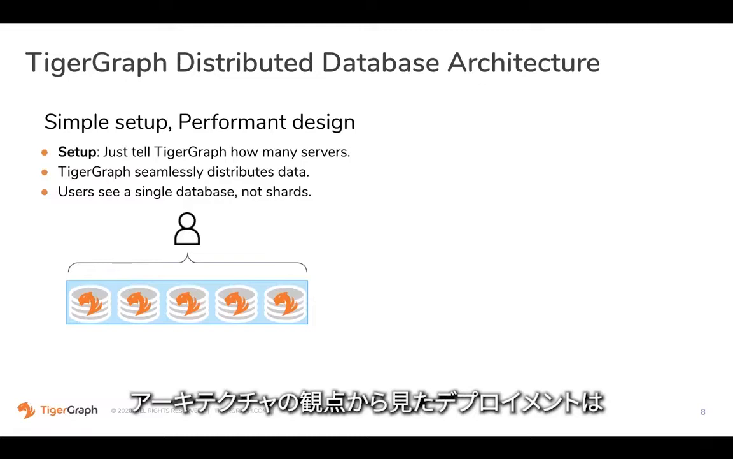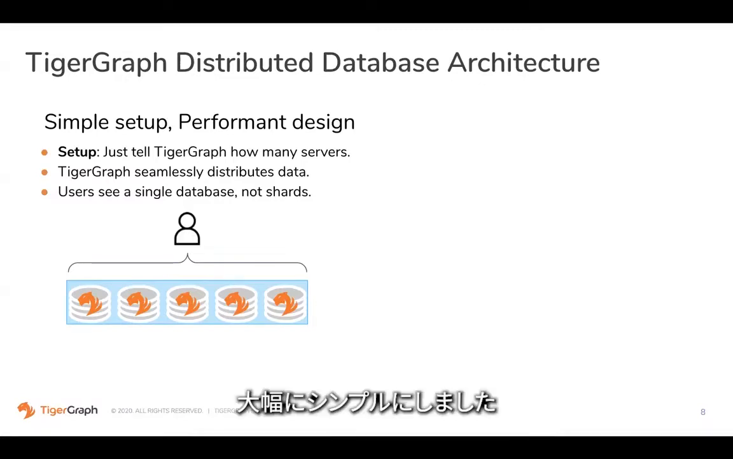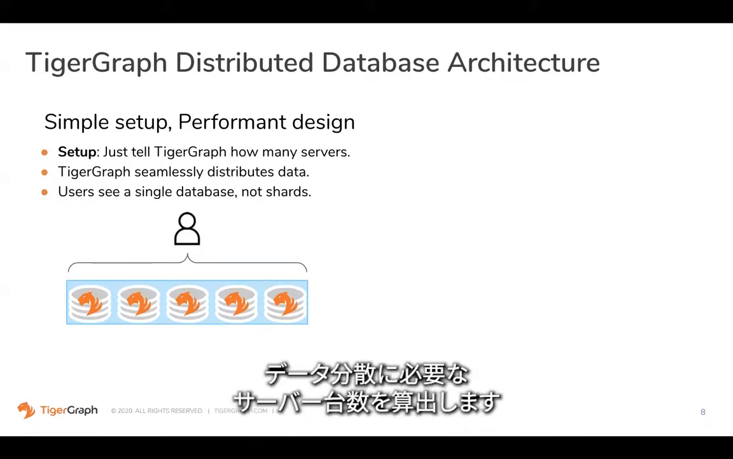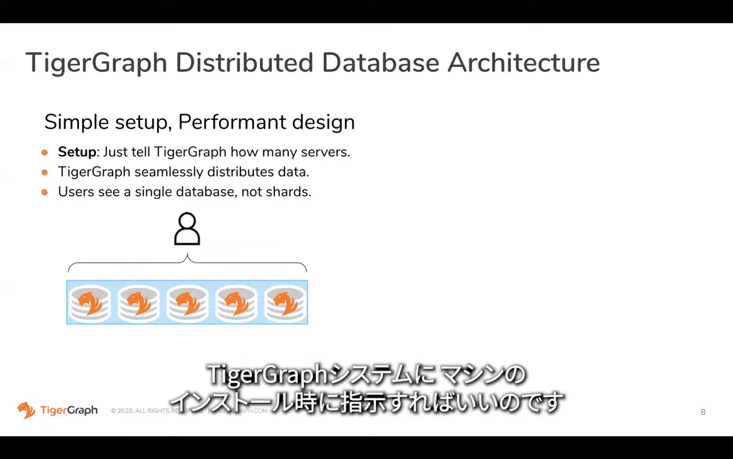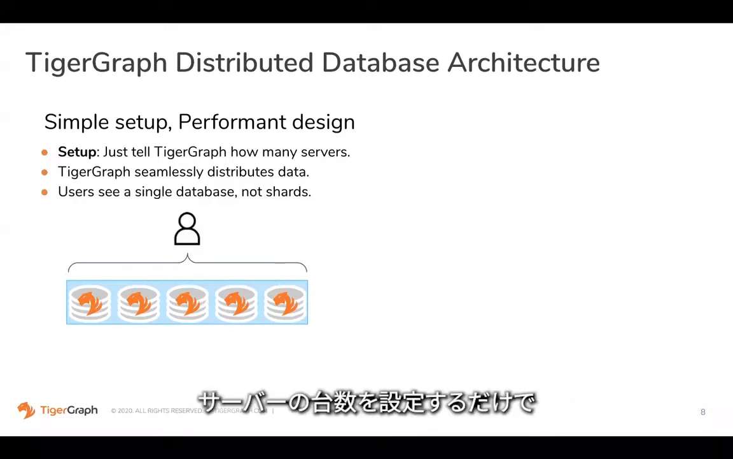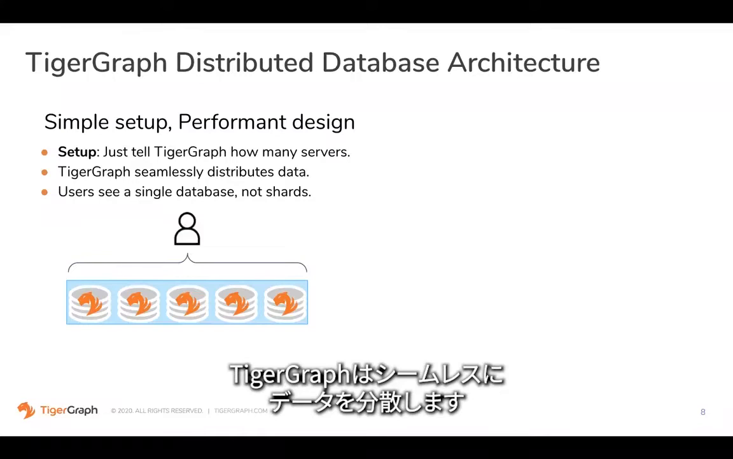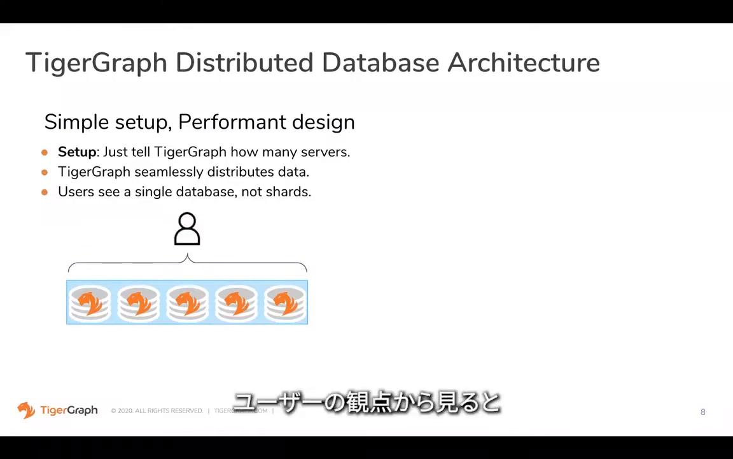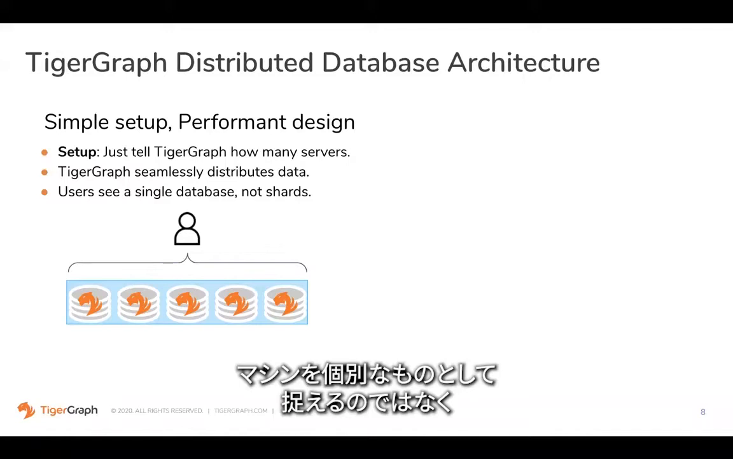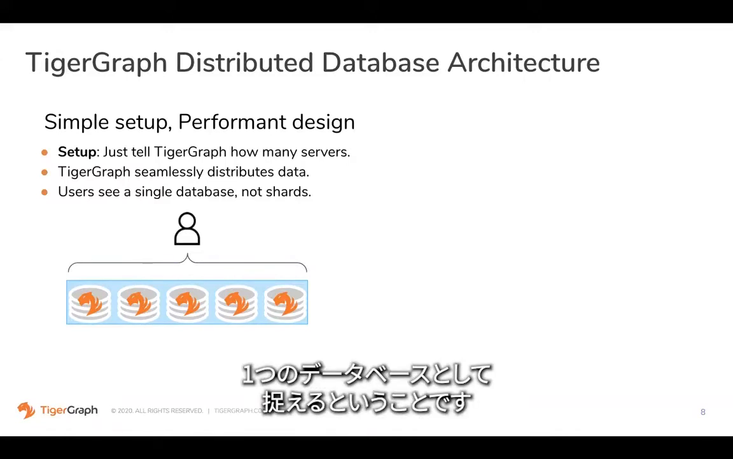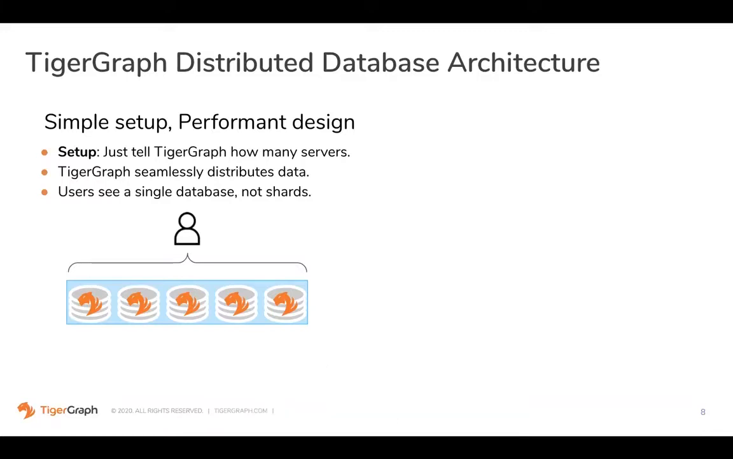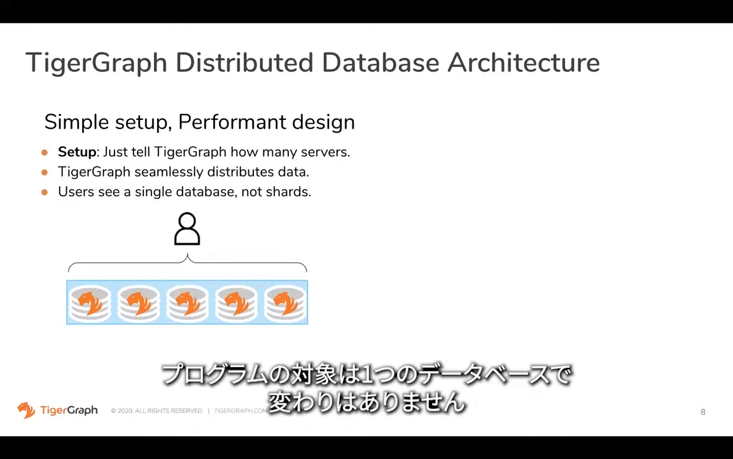Now, from an architecture perspective for deployment, we have simplified that a lot. From a user perspective, it's very simple. When you need to set up, you just have to figure out how much hardware you have, how many servers you need to distribute data. Once you set that up, just tell the TigerGraph system through the installation how many servers you have. TigerGraph seamlessly distributes the data. The user doesn't have to see machines as individual, but as one single database. Even if you add more machines to it, it's still the single database that they program against.